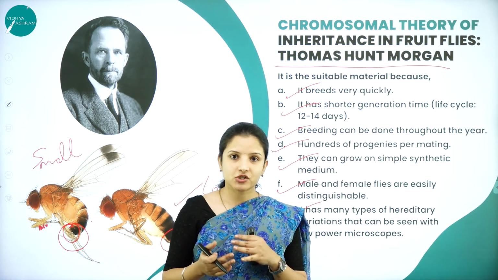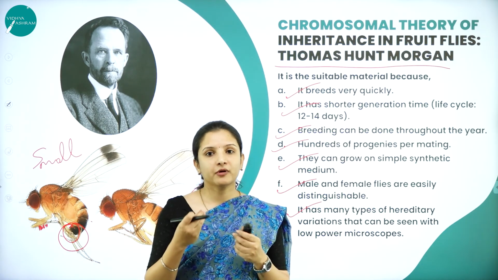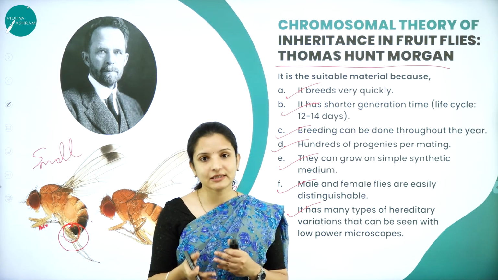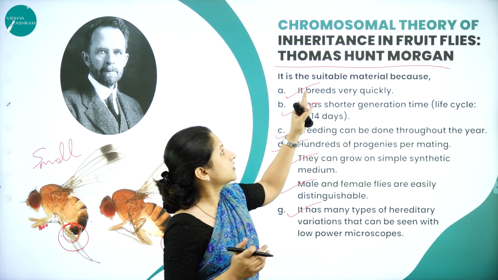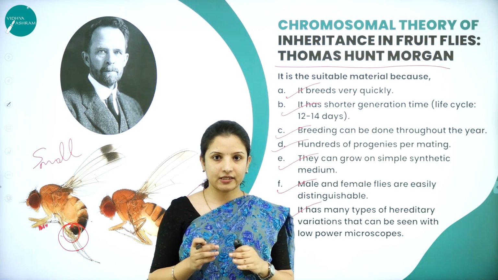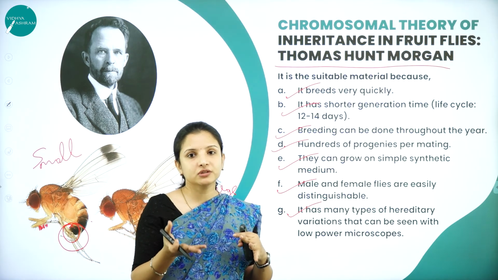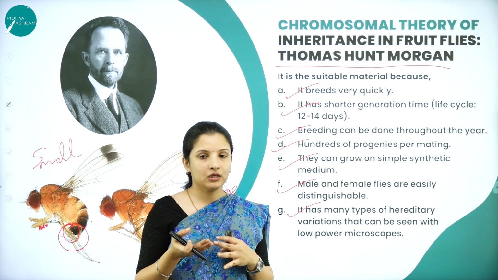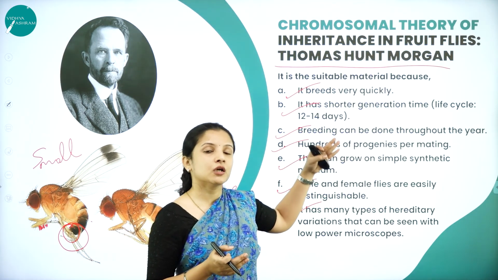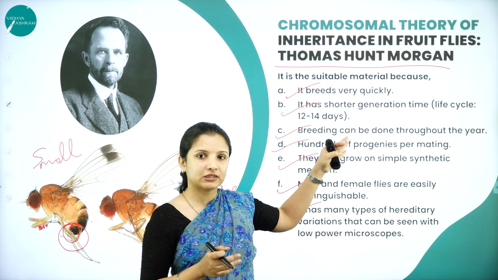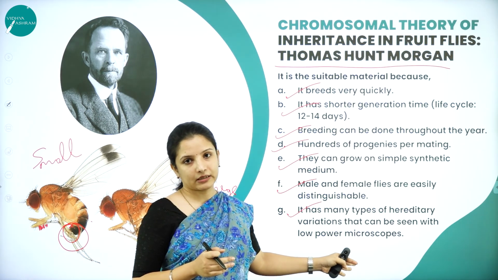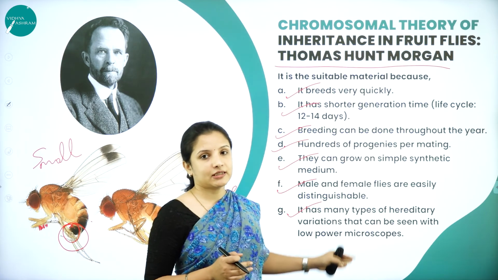So in the next session, we shall see how he performed the experiment and what results he got in order to prove the chromosomal theory of inheritance. So these are just the characters why he chose it. He could have chosen some other animal or fly or insect, right? But why did he choose a Drosophila or a fruit fly for his experiment? Because of the following characters, or because of the easiness of all these things.